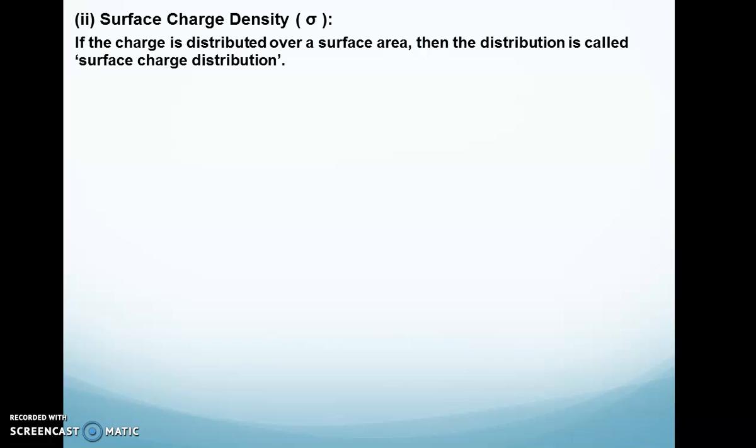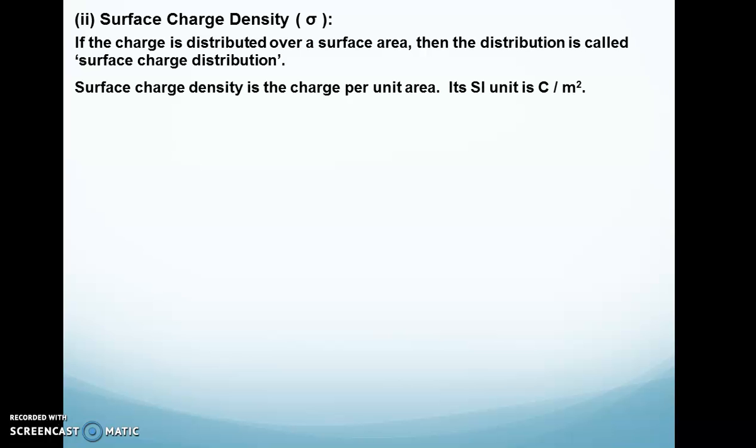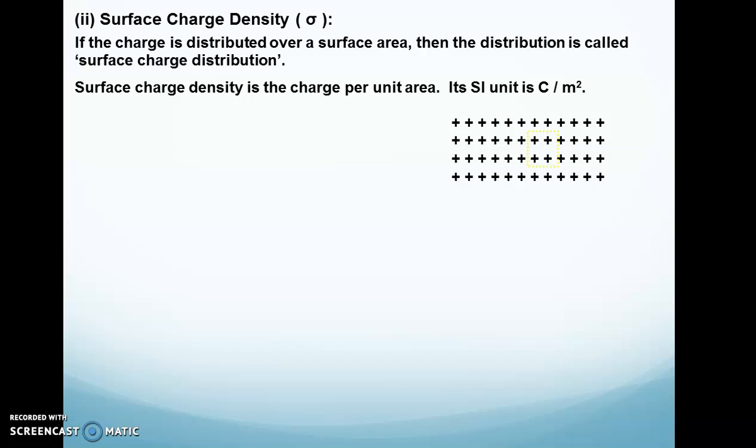Similarly, in a 2D object, the charge is distributed over the surface of the object, right? So it should be called surface charge distribution, right? Now for surface charge density, we divide the charge by the surface area, right? So Q by S is equal to sigma. It may be written as dq by ds. So its SI unit will be Coulomb per meter square.